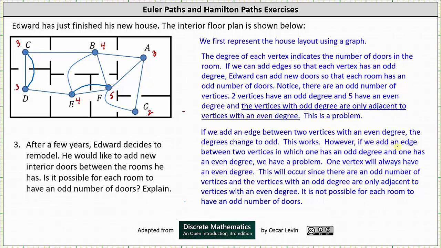So again, if we add an edge between 2 vertices in which one has an odd degree and one has an even degree, we have a problem. One vertex will always have an even degree. This will always occur since there are an odd number of vertices, and the vertices with an odd degree are only adjacent to vertices with an even degree, and therefore it is not possible for each room to have an odd number of doors. I hope you found this helpful.